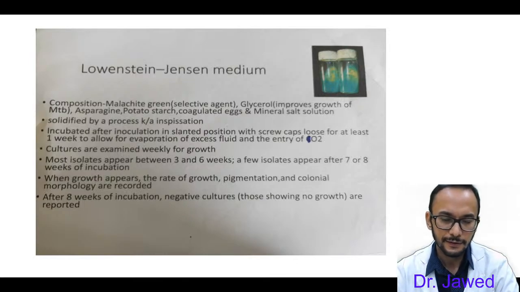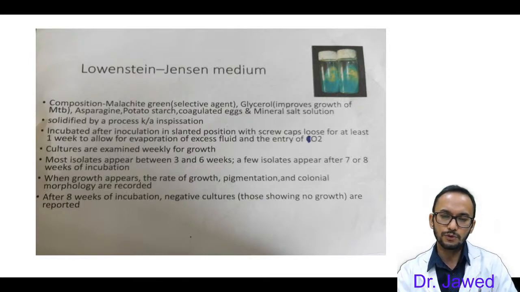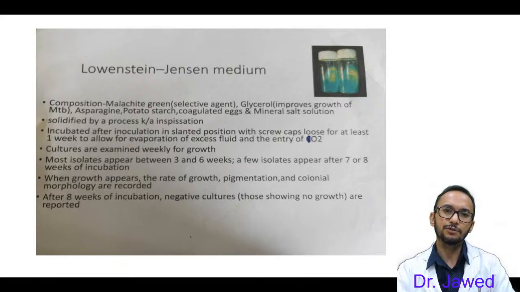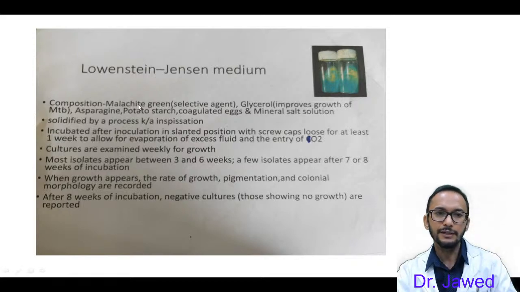Next is the selective media. Those two were differential and mildly selective media. Now we have a highly selective media like Lowenstein-Jensen medium. Lowenstein-Jensen medium is an egg-based medium used for the isolation of Mycobacterium tuberculosis. Its composition includes malachite green. Malachite green here is the selective agent, and it also imparts a green color to the culture bottle.